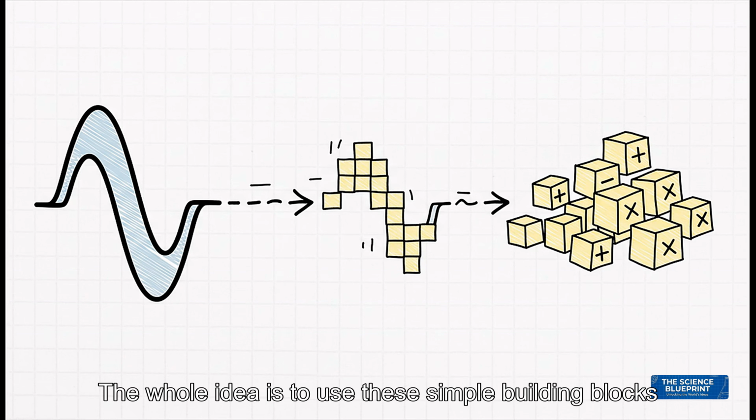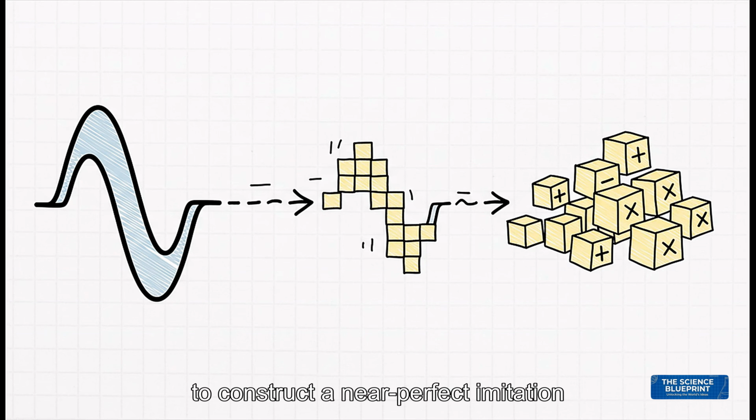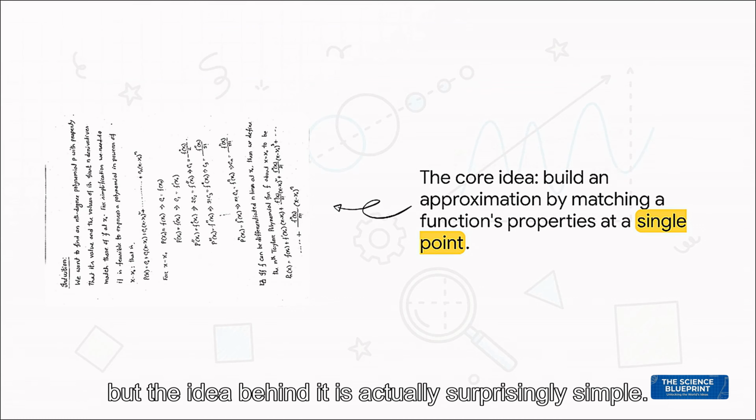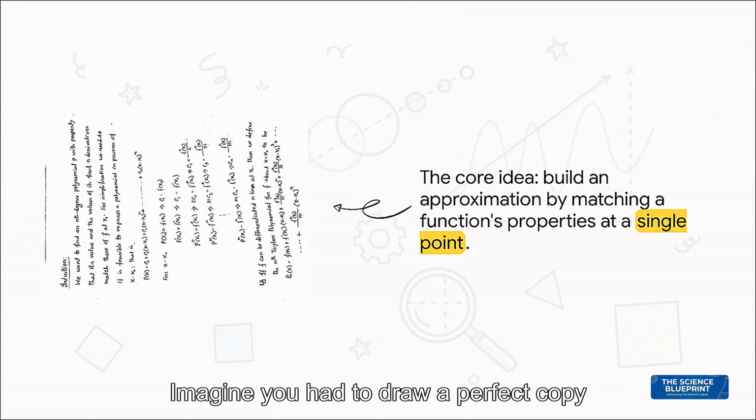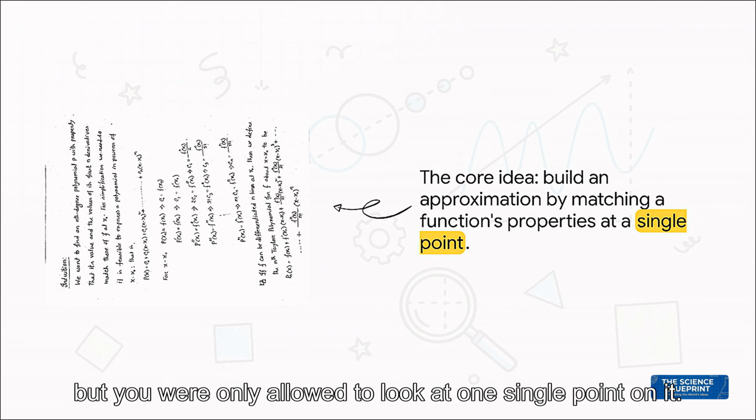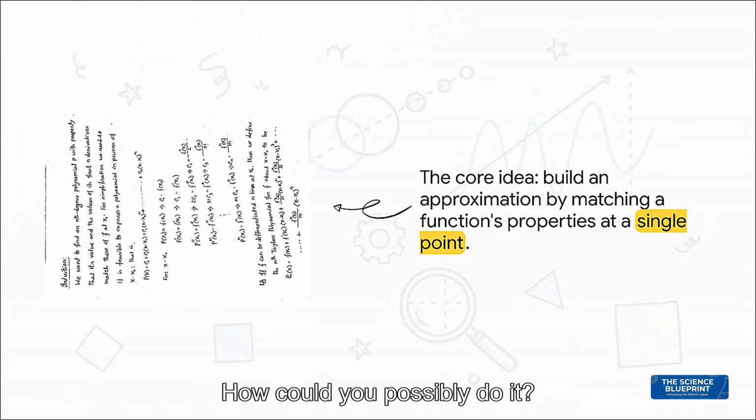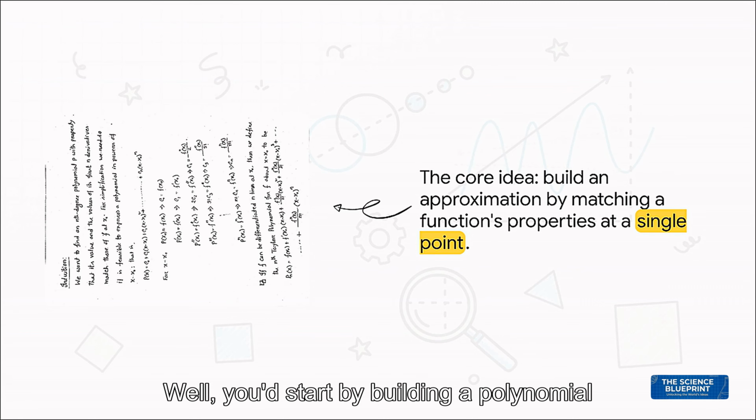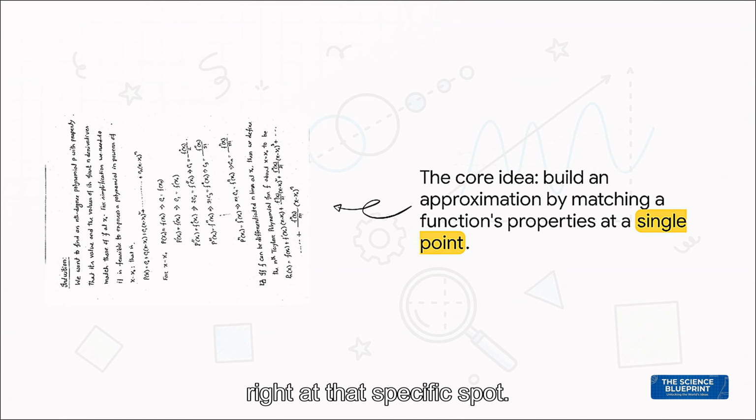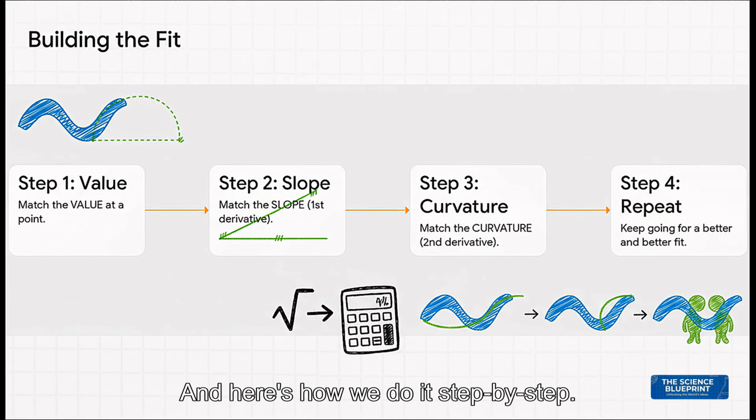The whole idea is to use these simple building blocks to construct a near-perfect imitation of a much more complicated function. Now, I know the math on this slide looks a little intense, but the idea behind it is actually surprisingly simple. Imagine you had to draw a perfect copy of some complex curve, but you were only allowed to look at one single point on it. How could you possibly do it? Well, you'd start by building a polynomial that has the exact same properties as your curve, right at that specific spot. And here's how we do it step by step.